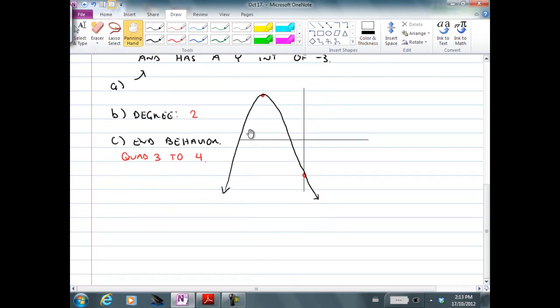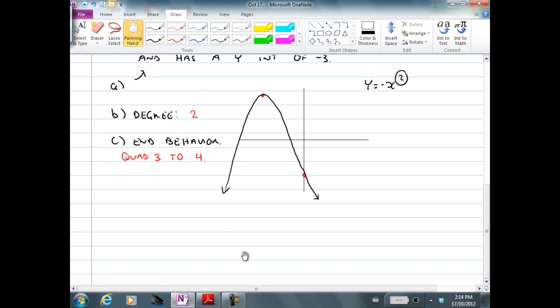The degree is 2 because what shape is this? Parabola. You know it's a parabola, right? So what's the highest power a parabola could have? 2. That's it. A parabola has the highest power of 2, even though this should be a -2. But again, the key is this 2. That's how I know the degree is 2.